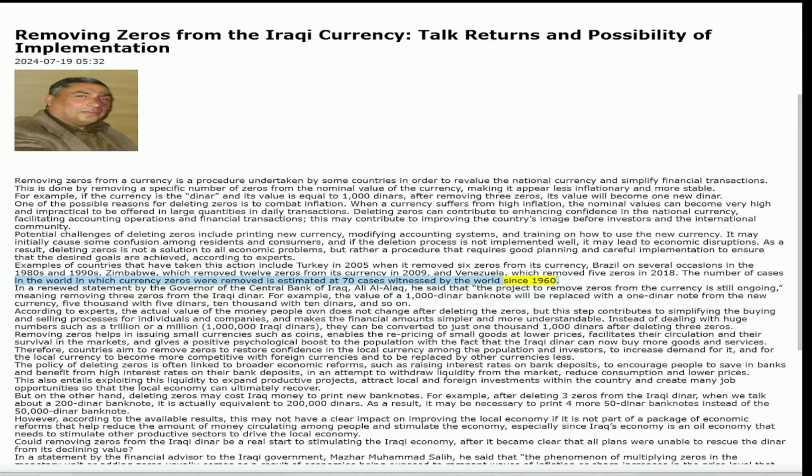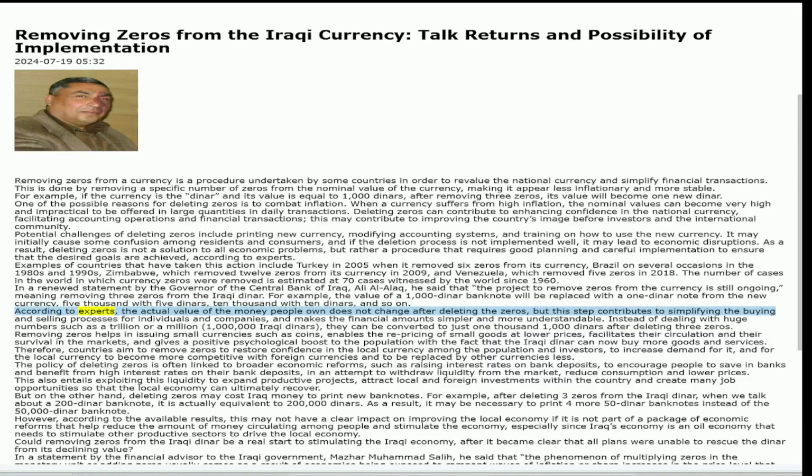the world since 1960. In a renewed statement by the governor of the Central Bank of Iraq, Ali al-Alak, he said that the project to remove zeros from the currency is still ongoing, meaning removing 3 zeros from the Iraqi dinar. For example, the value of a 1,000 dinar banknote will be replaced with a 1 dinar note from the new currency, 5,000 with 5 dinars, 10,000 with 10 dinars, and so on.